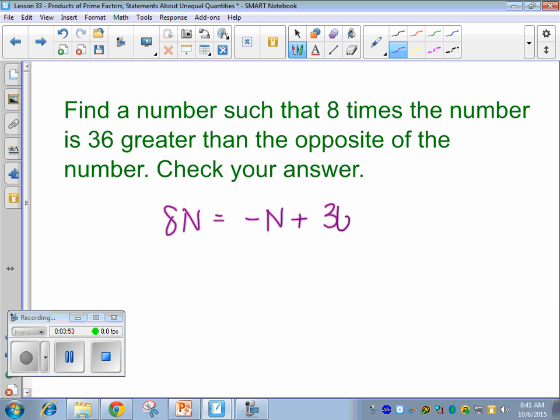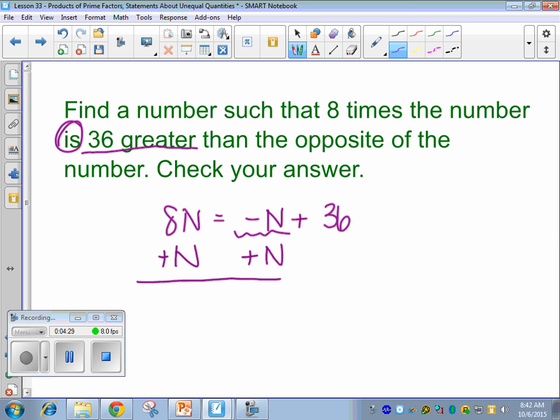Perfect. So if I was reading this, 8 times the number is definitely 8n, and then is gives me my equal sign. 36 greater, whenever you see either the word greater or less than, we want to leave ourselves a blank spot and put either plus or minus 36. So this is greater than, so I put plus 36, and it's greater than the opposite of the number, which is negative n. So we put that negative in there. And then we can go ahead and solve. So since I already have number over here and my variable over here, I'm going to add the n.